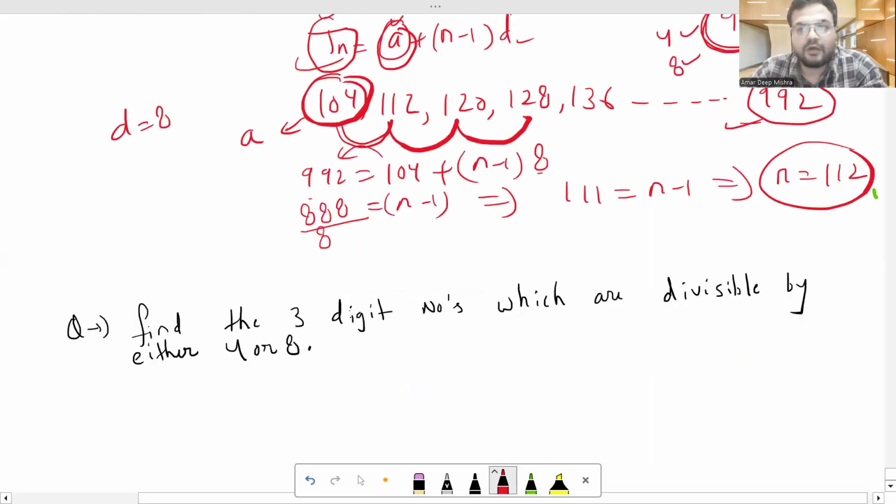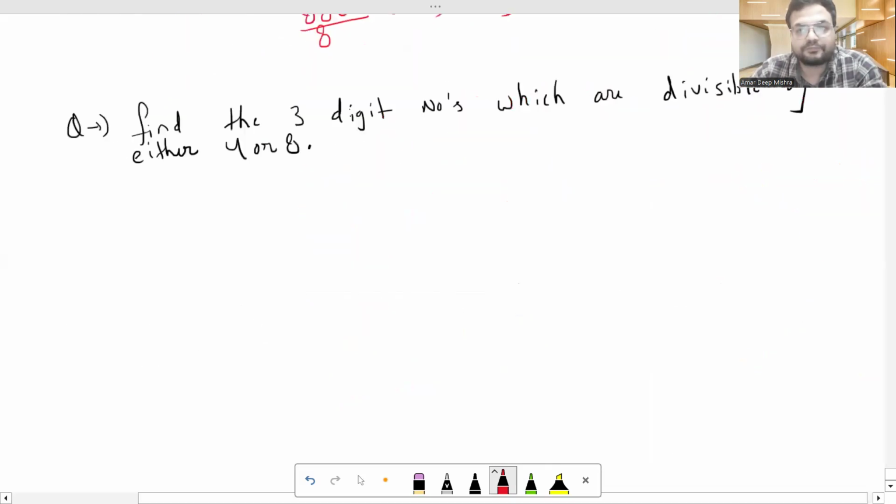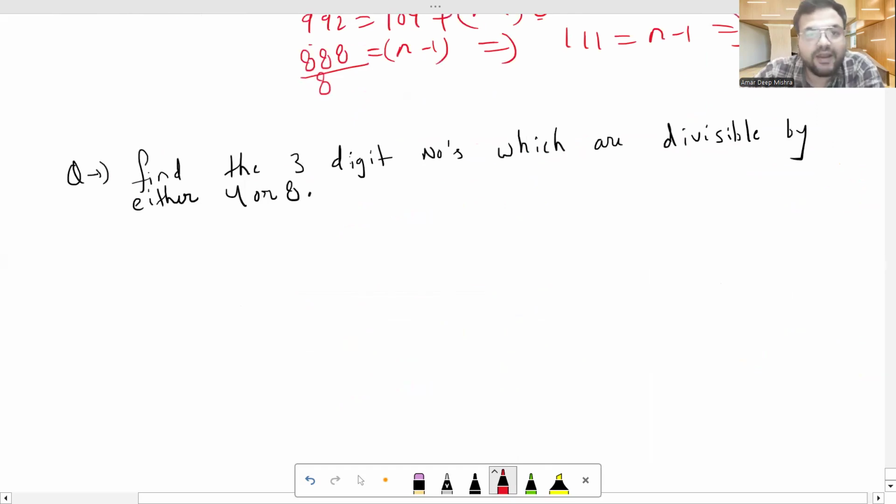Okay, now we have the third question. Find the three-digit numbers which are divisible by either 4 or 8. Okay, you can pause the video for a moment and try to solve the question on your own first.